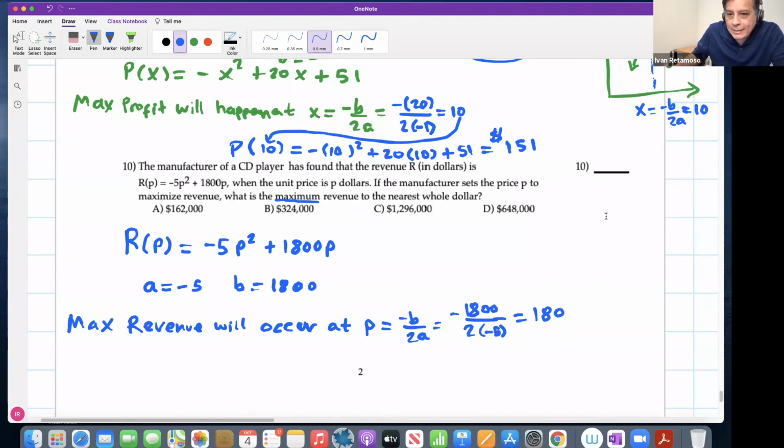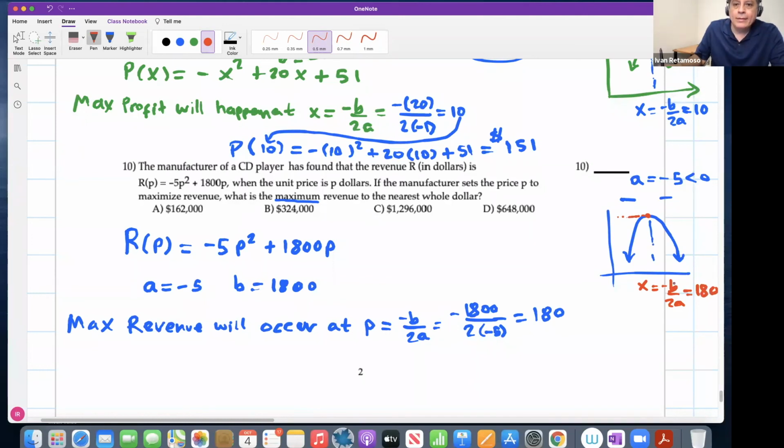But this tells you basically where the revenue will get maximized, right? The revenue function when graphed will look like this. How do you know, Professor? Because it's a frown face. The leading coefficient A is negative, right? Frown face. So they are asking you guys to figure out what is this output value, right? Associated to the input value that we just found out is 180. All right, so unit price 180, right, leads to the maximum revenue here.